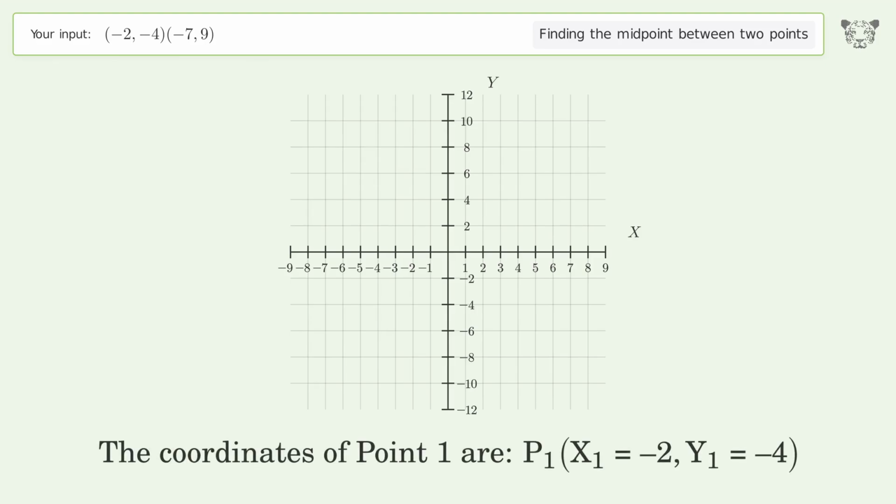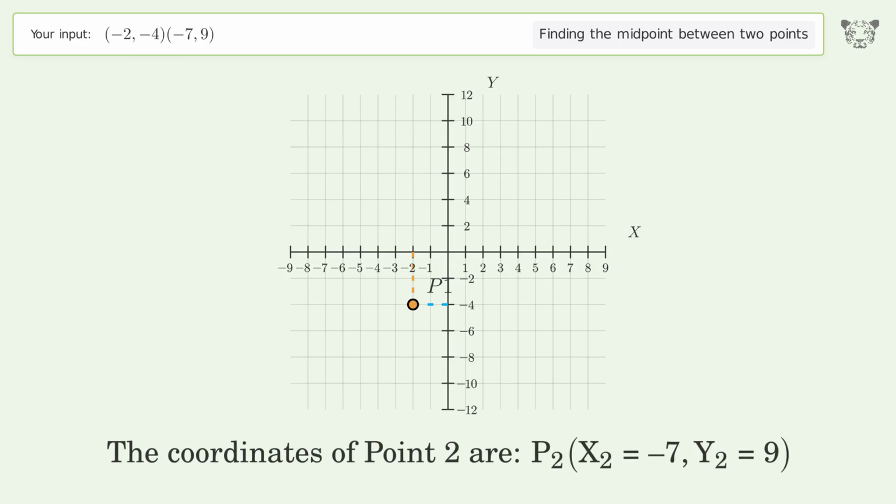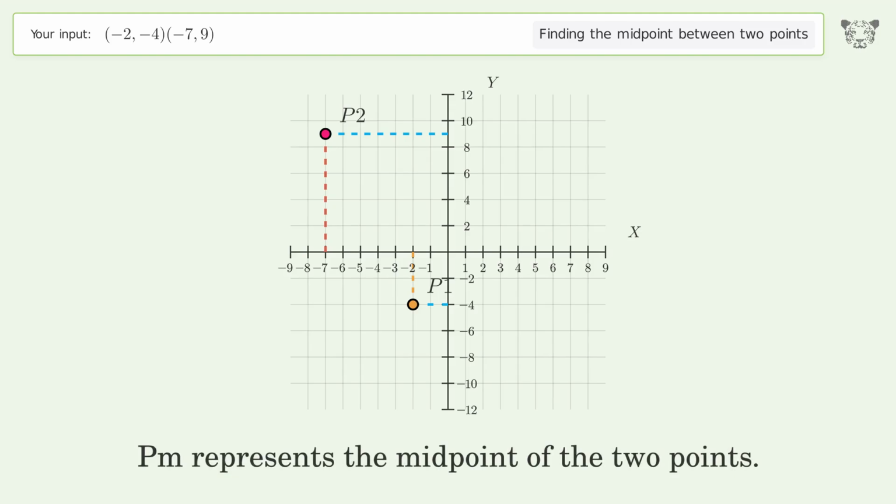The coordinates of point 1 are x1 equals negative 2, y1 equals negative 4. The coordinates of point 2 are x2 equals negative 7, y2 equals 9. PM represents the midpoint of the 2 points.